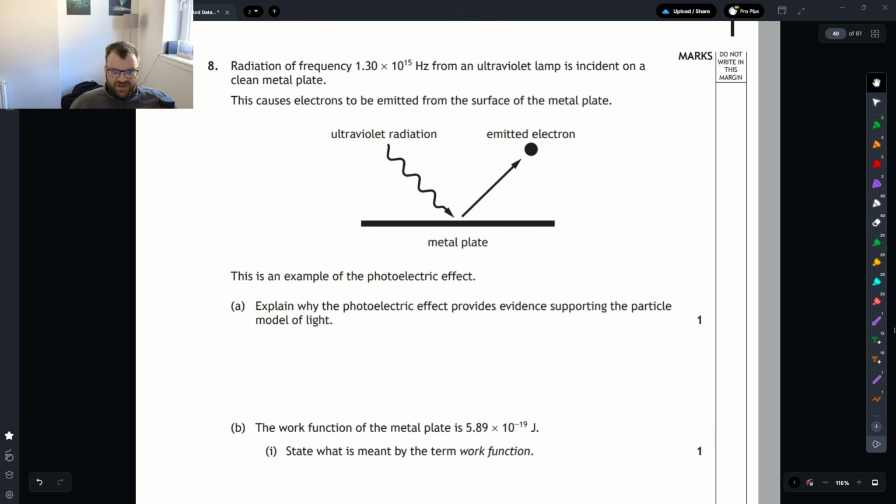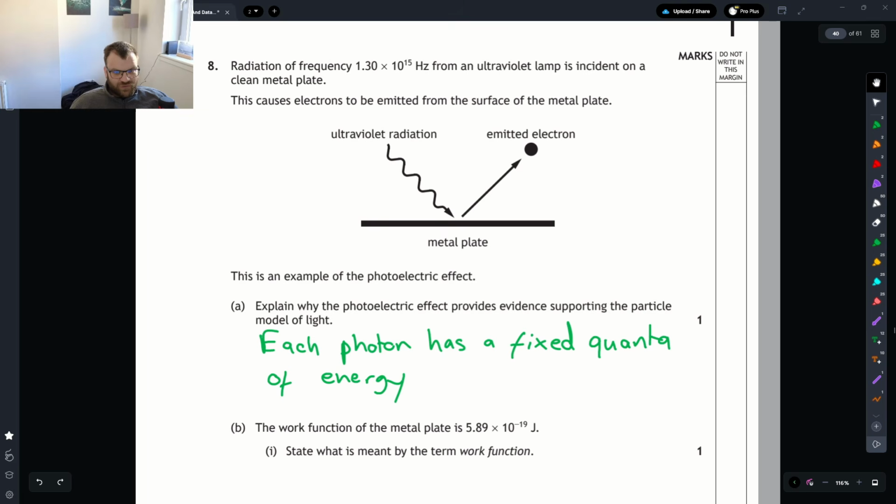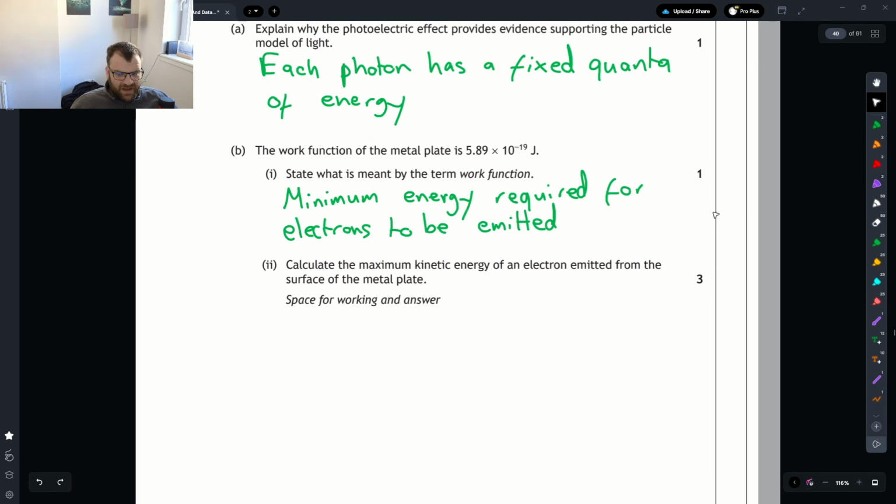Next one, we're talking about the photoelectric effect, where radiation with the correct wavelength, correct energy will cause electrons to emit from the surface. Why does that show evidence supporting a particle model of light? Well, each photon has a fixed quantity of energy, and then if it has the correct energy, it will cause this effect to happen. Work function, so it's the minimum energy required for electrons to be emitted.